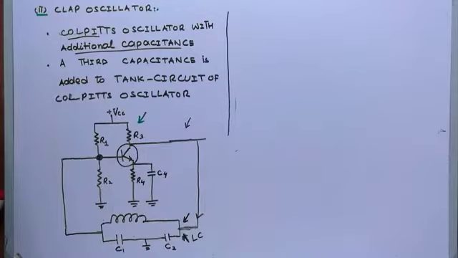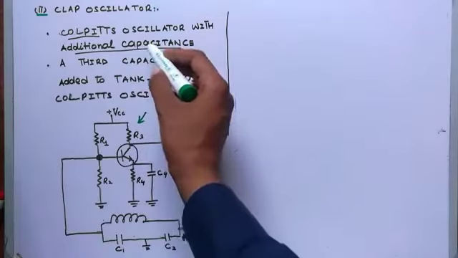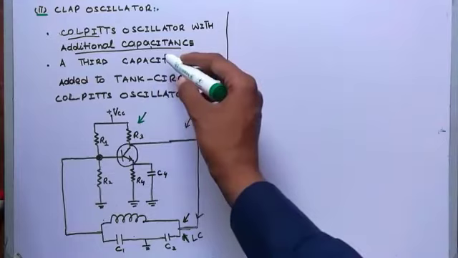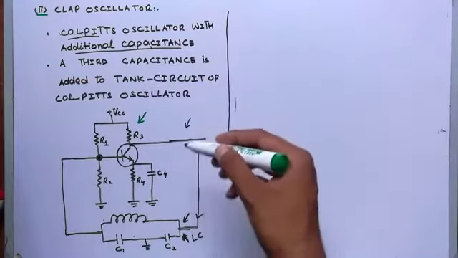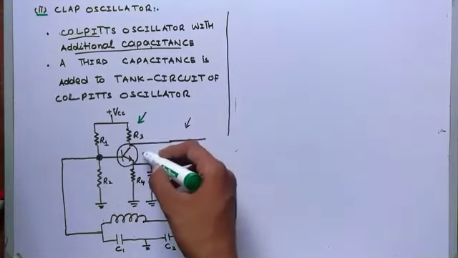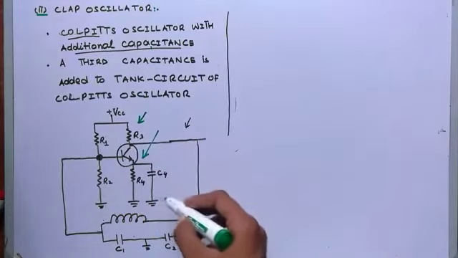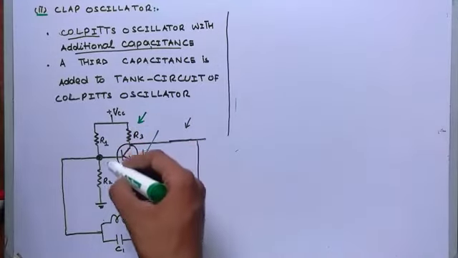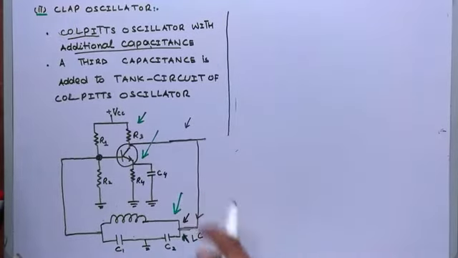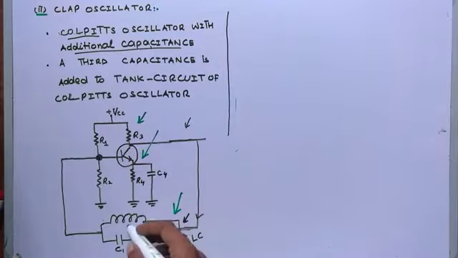Clap oscillator basically is the Colpitts oscillator with some additional capacitance present in the circuit. To discuss or analyze this circuit of clap oscillator, let us again review our Colpitts oscillator. It consists of a BJT amplifier as the amplifier building block of the oscillator, and the other feedback network is the LC network that consists of an inductor and two capacitances C1 and C2.